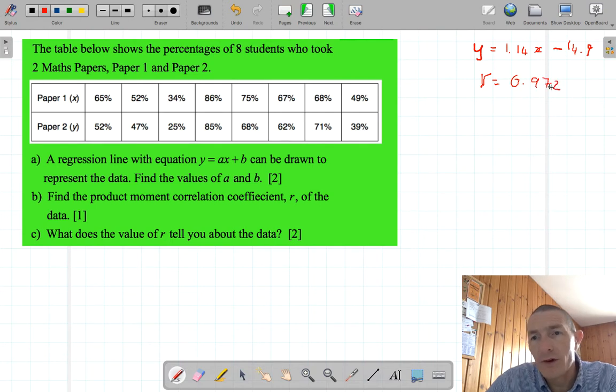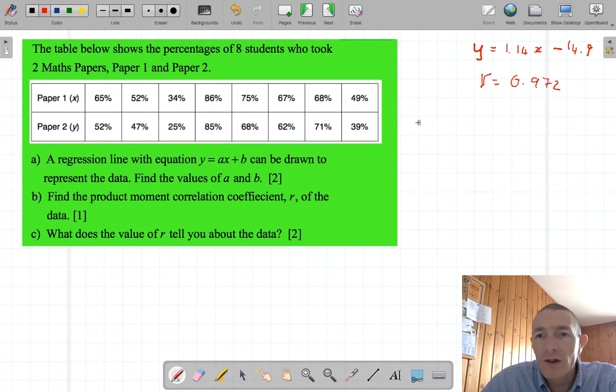So let's just go through. That's all from my calculator. So here we go. The values of A and B. A is 1.14. B is negative 14.9. So that's that one done. The product moment correlation coefficient R of the data, there it is, 0.972.